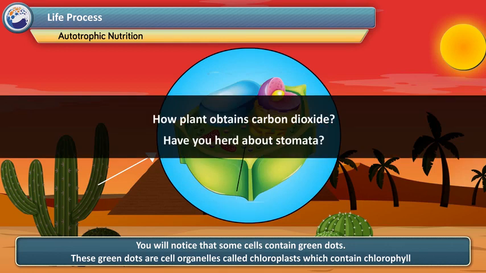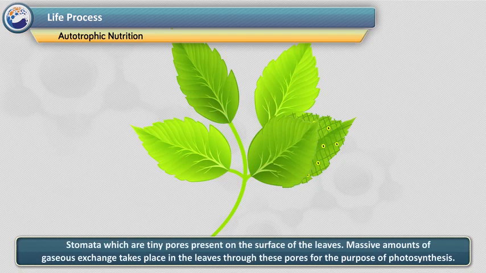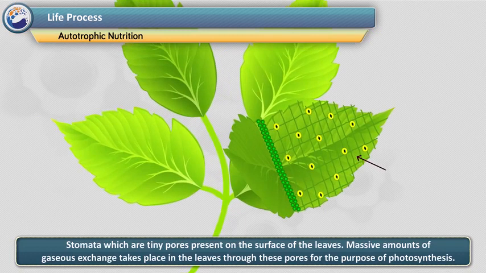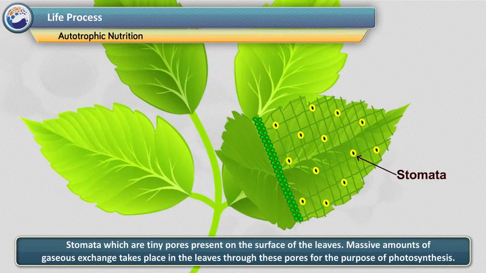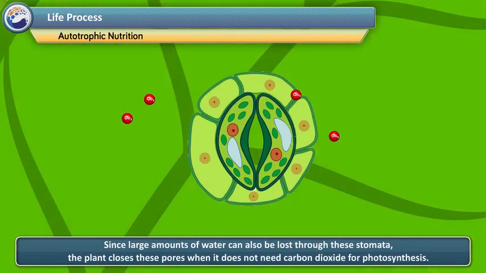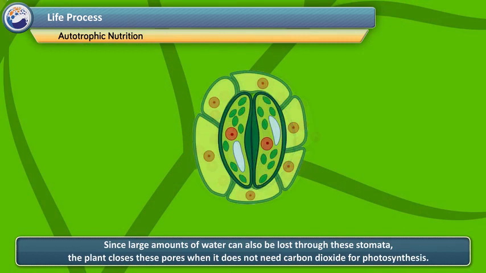Have you heard about stomata? Stomata are tiny pores present on the surface of the leaves. Massive amounts of gaseous exchange take place in the leaves through these pores for the purpose of photosynthesis. Since large amounts of water can also be lost through these stomata, the plant closes these pores when it does not need carbon dioxide for photosynthesis.